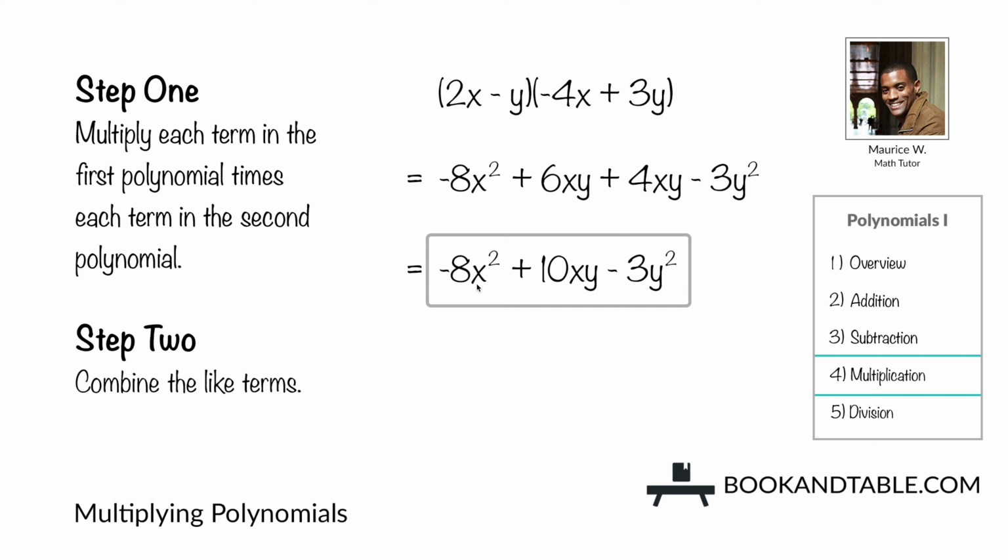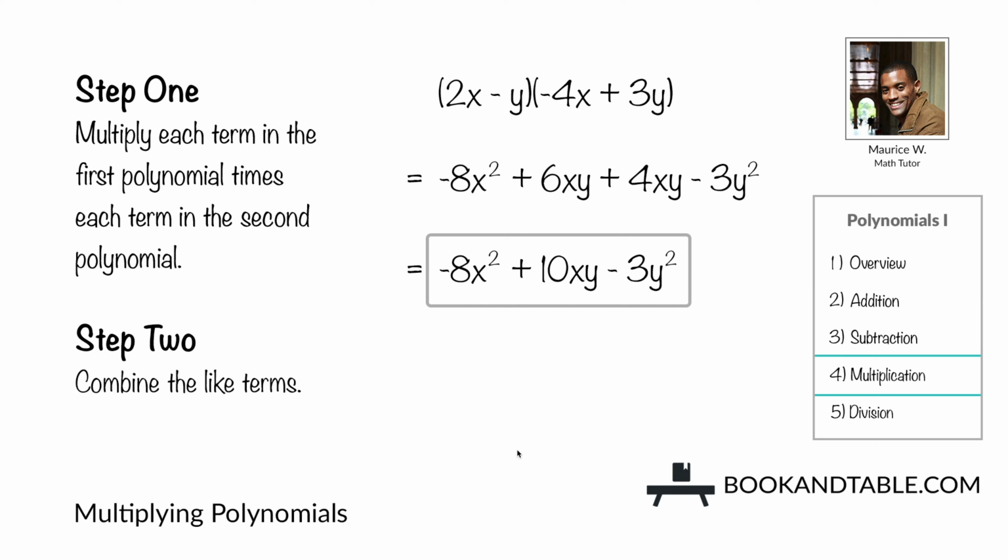And the first term has a degree of 2. The second term has a degree of 2. And the third term has a degree of 2. So the answer is in standard form. So the product of 2x minus y times negative 4x plus 3y is equal to negative 8x squared plus 10xy minus 3y squared.